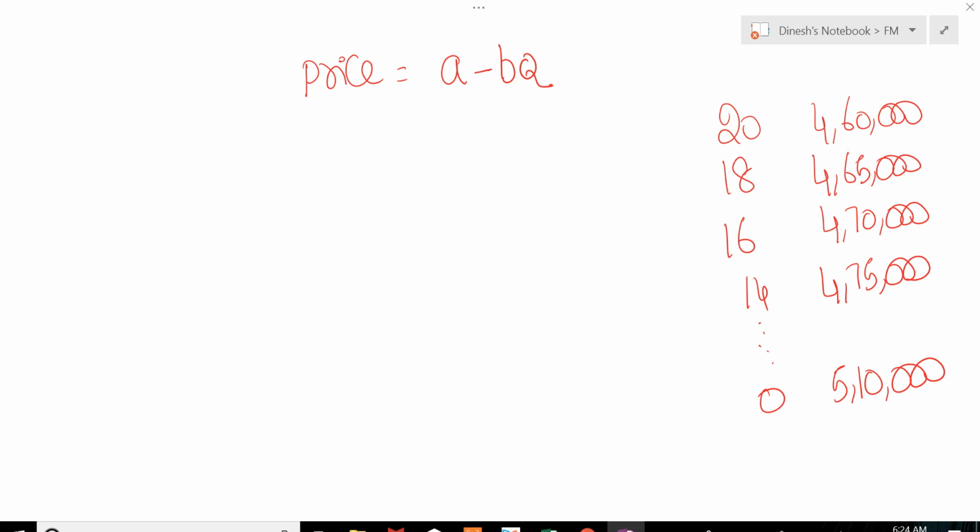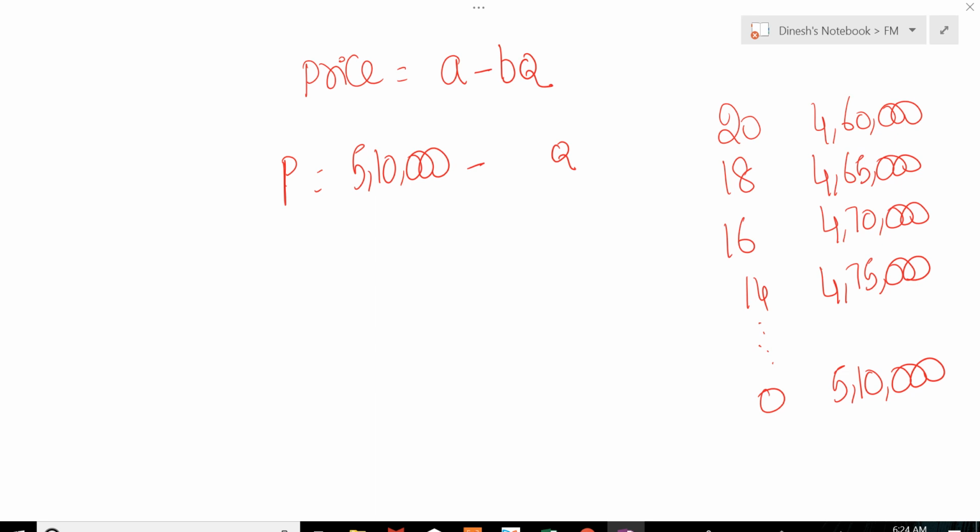Clear? Any doubts on this? We are done with A. Now price is equal to 5,10,000 minus either 2 by 5,000 or 5,000 by 2. Tell me, what should I write for B?